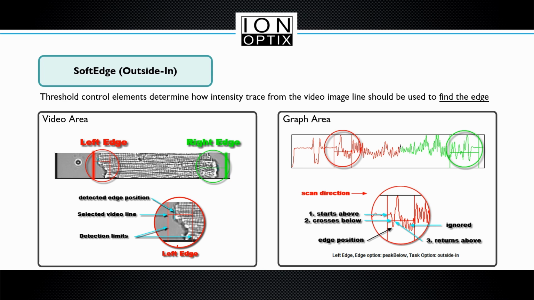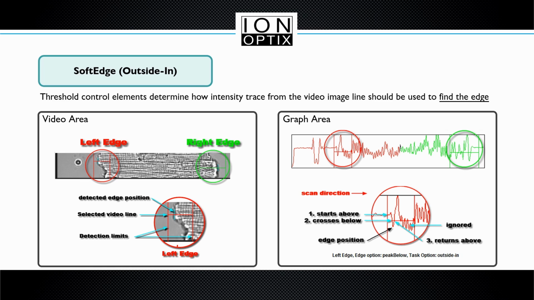Option 3 is peak below, which signifies that a signal should start above the horizontal line, cross below it, and then rise again. Option 4 is peak above, where the signal starts below the horizontal line, crosses above it, and then goes down again. And finally, we have the lock option, which allows you to freeze one edge. This option is only useful if one side has poor contrast and cannot be tracked.